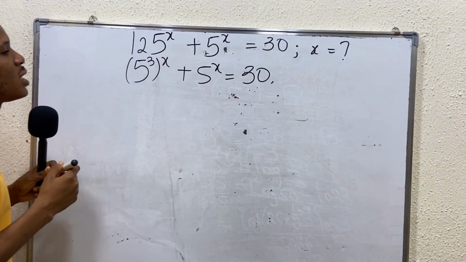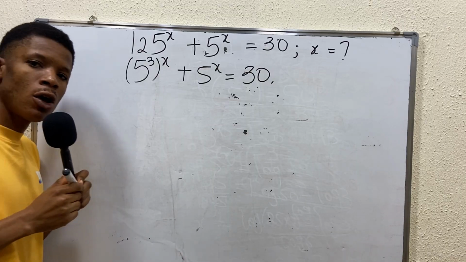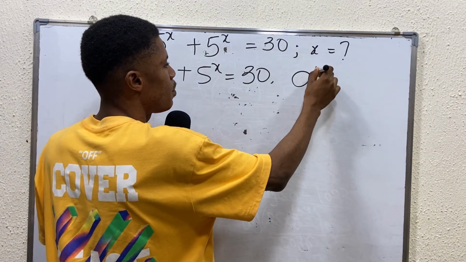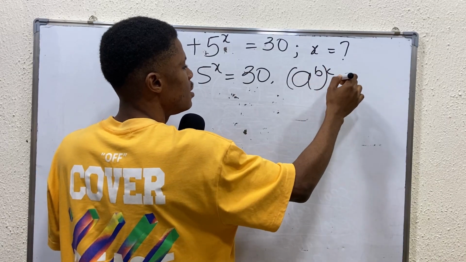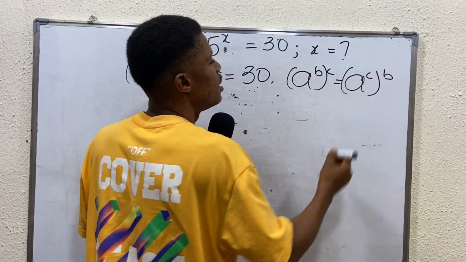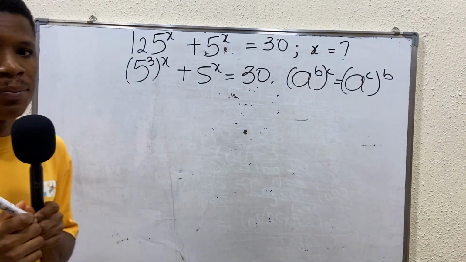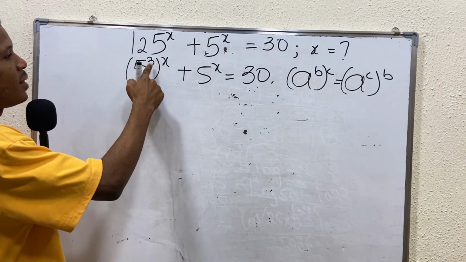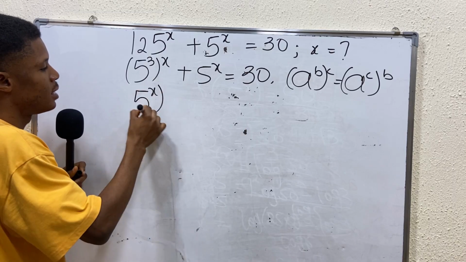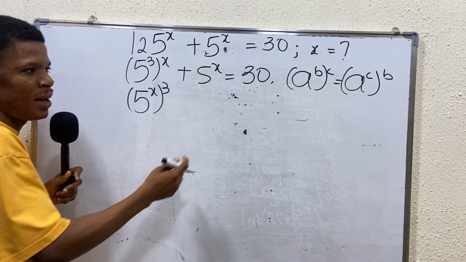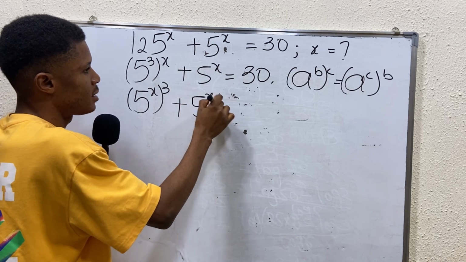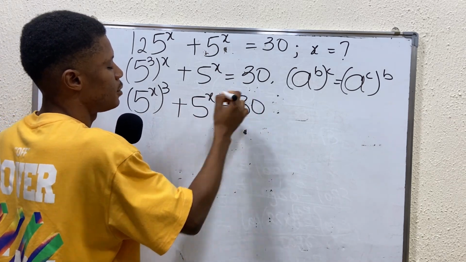Good. So since you have this, you remember the law of exponents. We need to interchange the powers. We say that a raised to power b, then raised to power c, can be written as a raised to power c, then raised to power b. The order is never a problem. So if you have this, we have to get this x to be inside. That means 5 raised to power x, then raised to power 3, applying this law, then plus 5 raised to power x is equal to 30.